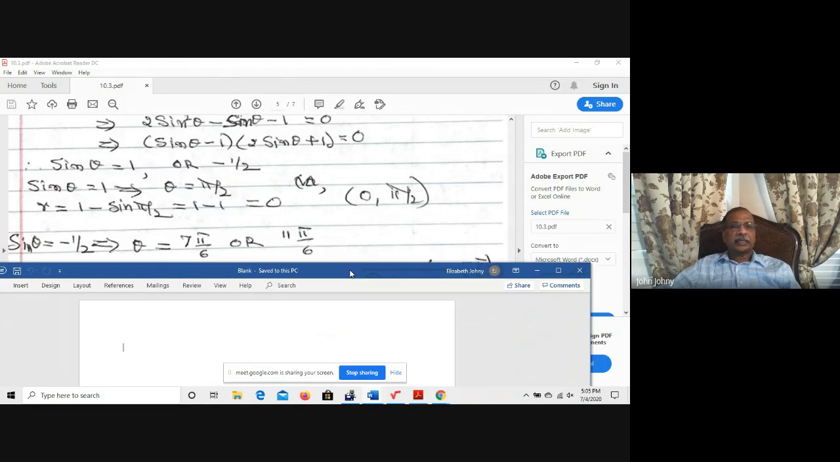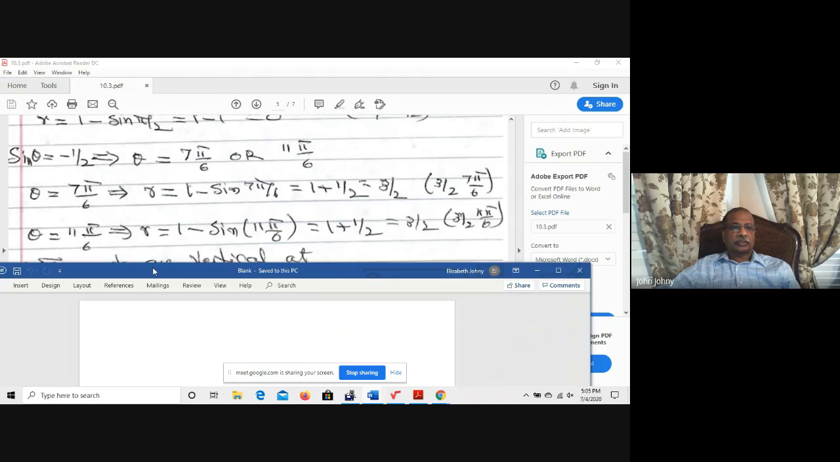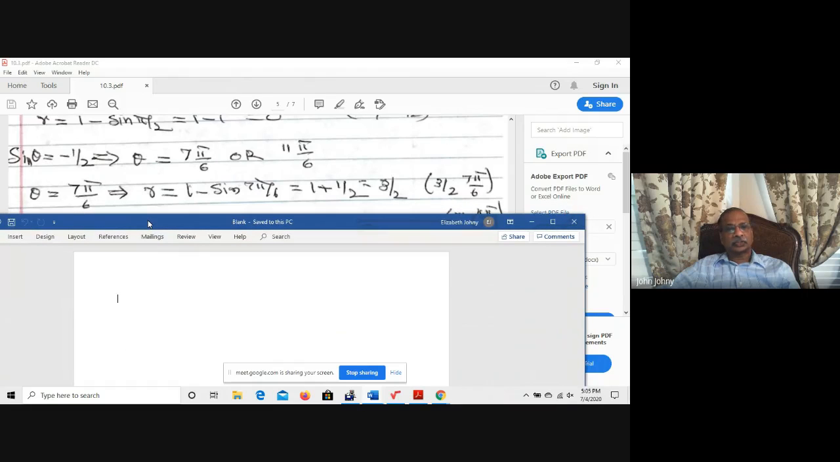Then, sine theta is equal to negative 1 half implies theta is 7 pi over 6 or 11 pi over 6. You refer to your unit circle. Sine theta is negative in the third and fourth quadrants. In the third quadrant, the value is 7 pi over 6. In the fourth quadrant, it is 11 pi over 6. Theta is equal to 7 pi over 6 implies r is equal to 1 minus sine 7 pi over 6. That is 1 plus 1 half, because sine 7 pi over 6 is negative 1 half. 1 minus negative 1 half, that is 1 plus 1 half, 3 over 2. So that point is (3 over 2, 7 pi over 6).